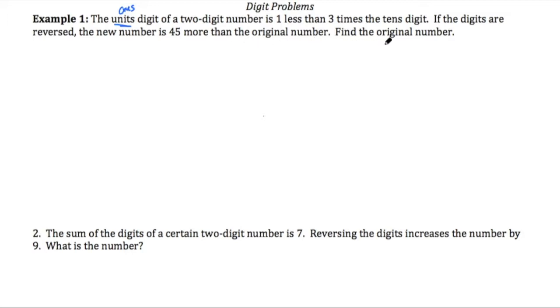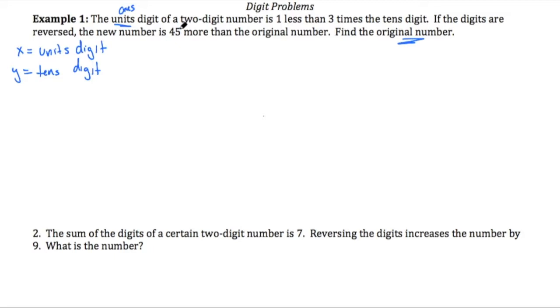Find the original number. So for these problems, we need to consider the digits of the number we're looking for independently. So I'm going to say that x is equal to the units digit, and y is equal to the tens digit. Great, those are our variables. Let's look at what information they've told us.